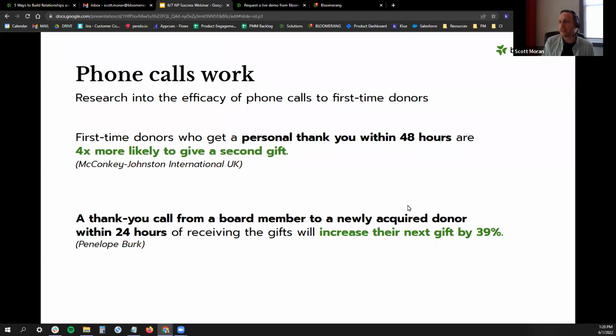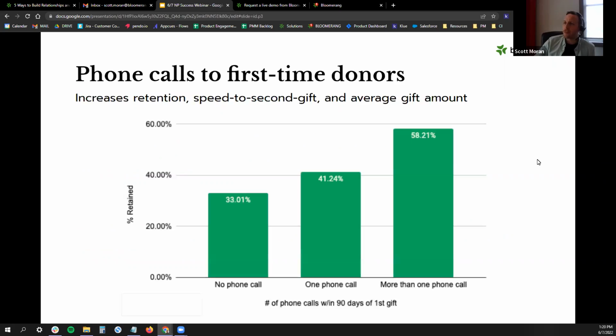Same thing with the second point, a thank you call from a board member to a newly acquired donor within just 24 hours. They're likely to increase their gift by almost 40%. So again, I really want to drive this point home. This is from Bloomerang data.